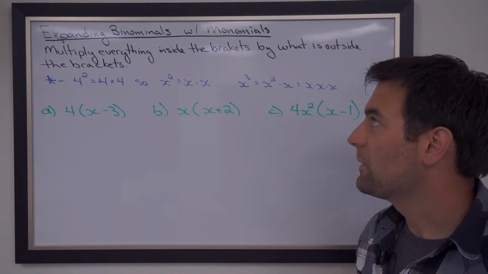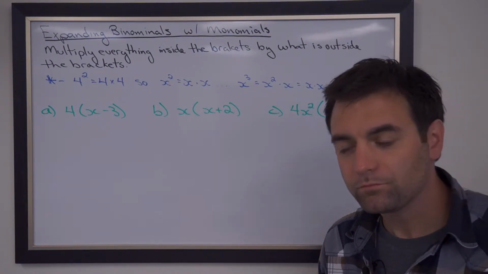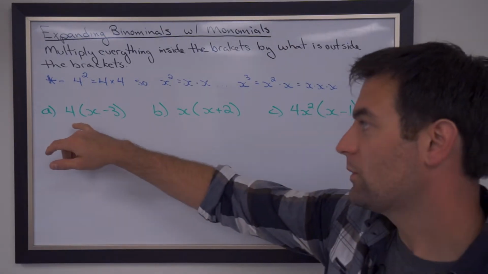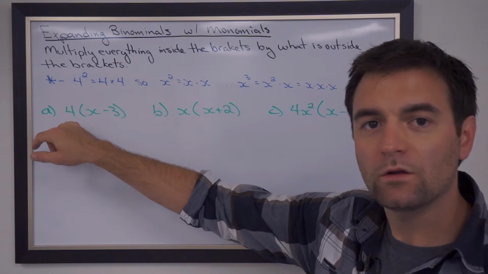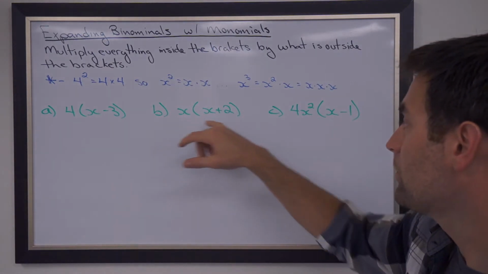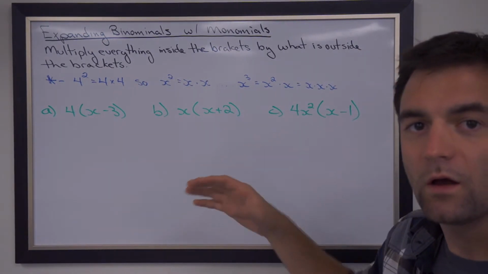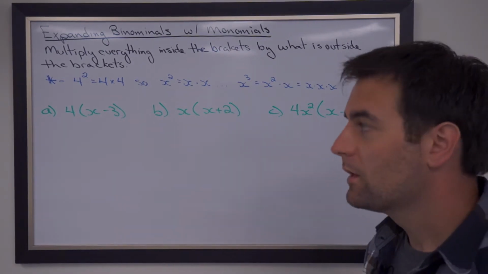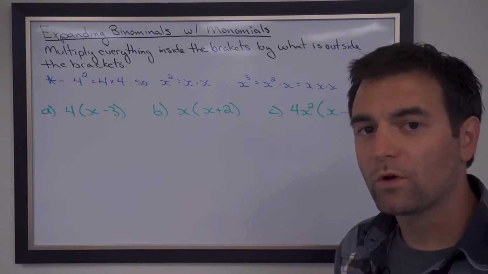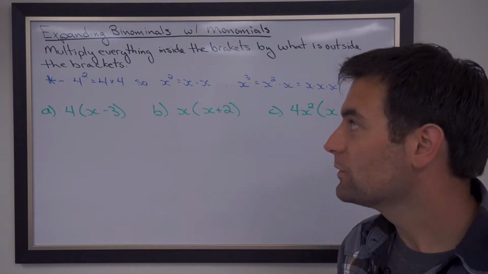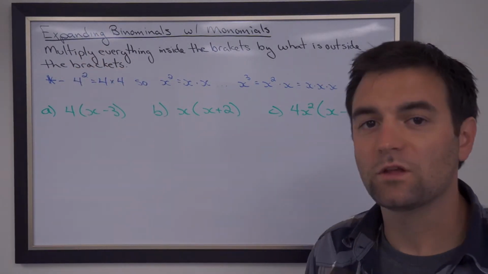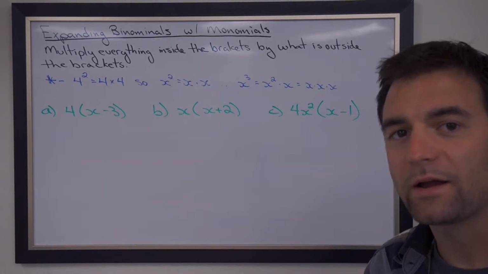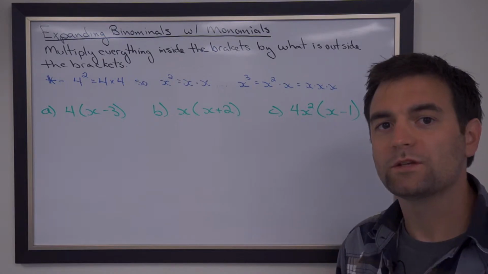Take a look at expanding binomials with monomials. So what we're going to do here is take a look at questions where we have a number or variable, or number variable pair, outside a set of brackets with a number and letter inside. When we're working with these, we're going to be multiplying. So the word expanding should make you think of multiplying when you see it. We're going to be multiplying everything inside the brackets by what's outside the brackets.